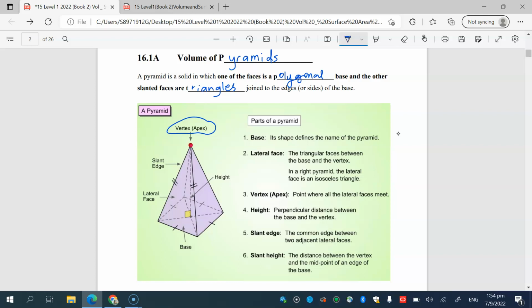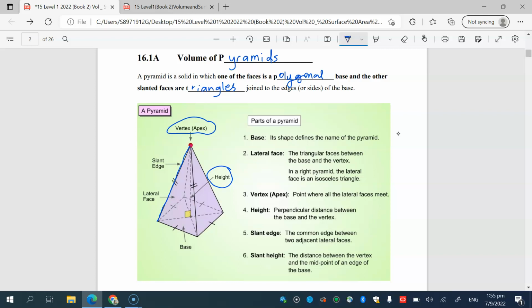Okay, then when they say height, it refers to the perpendicular distance between the base and the vertex. So this part over here, the perpendicular distance is called the height. And then when they say slant edge, it means the common edge between two adjacent lateral faces. That means this over here refers to the slant edge.